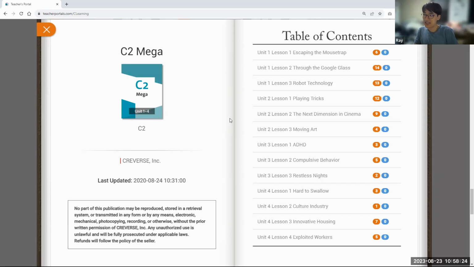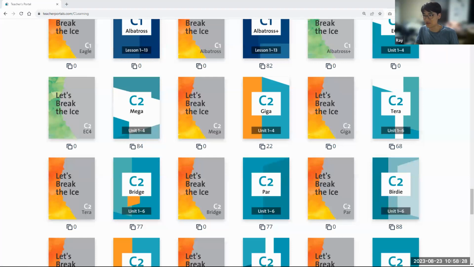Okay. Any final questions then for C2 low mid? Any final questions, final ideas?